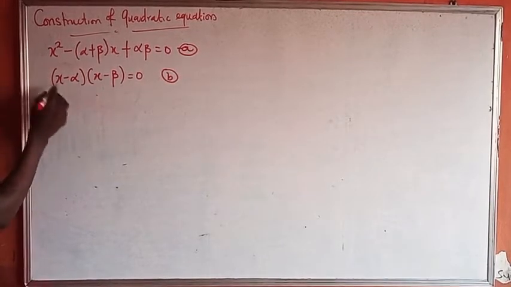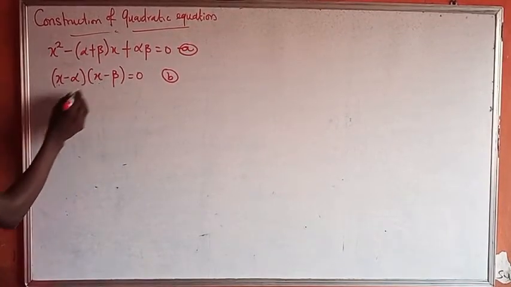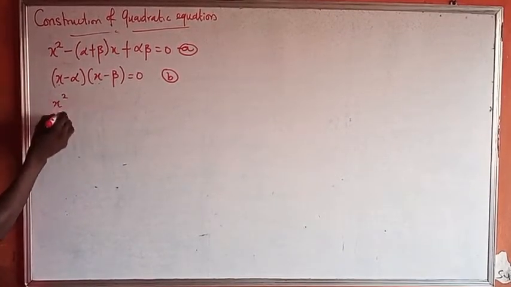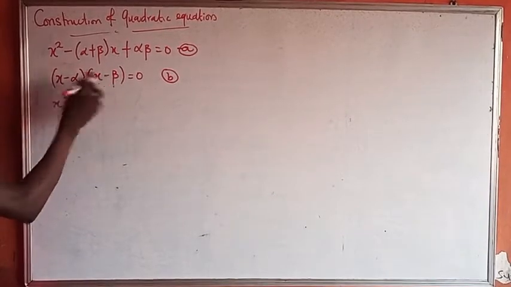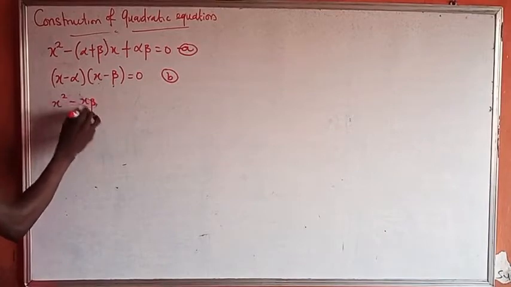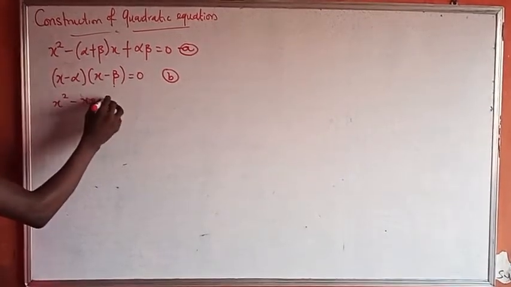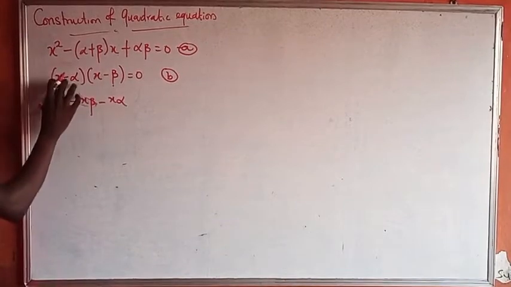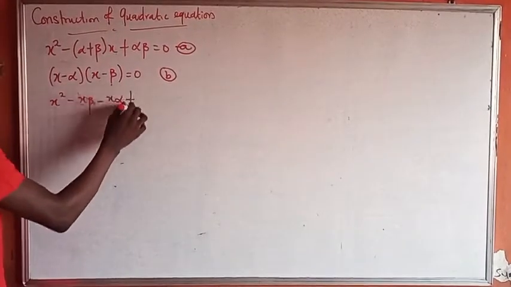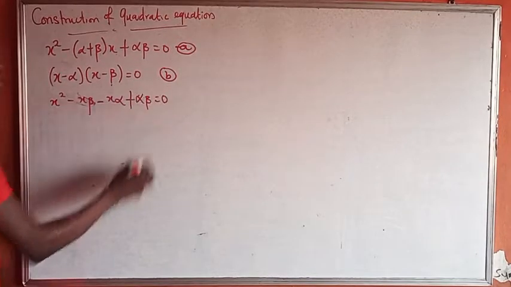If you want to open this B, you get A back. X times x will give us x squared. X times beta will give us x beta, minus times plus will give us minus. Alpha times x will give us x alpha, minus times minus will give us plus. And that will give us alpha beta equals 0.